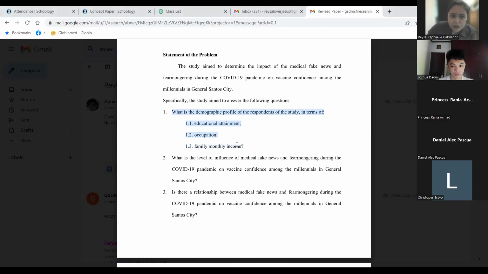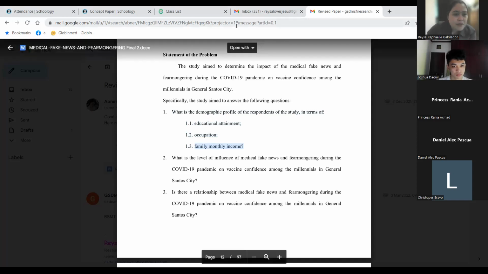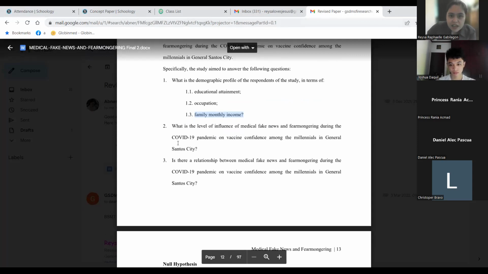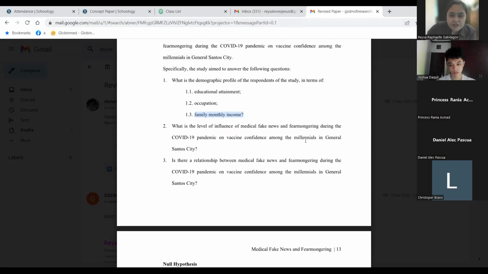Ito, mahaba na ito. When you're asking about the demographic profile, you have 1 table for the educational attainment, 1 table for the occupation, and another table for the monthly income. So question number 1 pa lang, 3 tables na yun na you need to explain and discuss also. Okay? And then question number 2 nila, what is the level of influence of medical fake news and fear-mongering during the COVID-19 pandemic on vaccine confidence among the millennials?